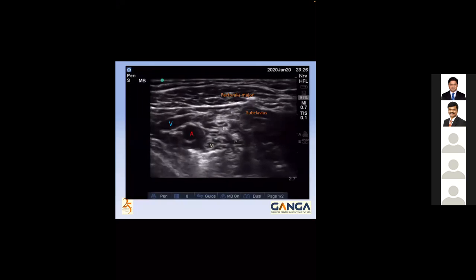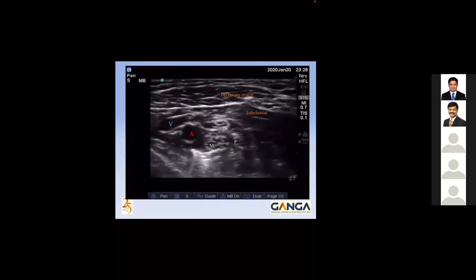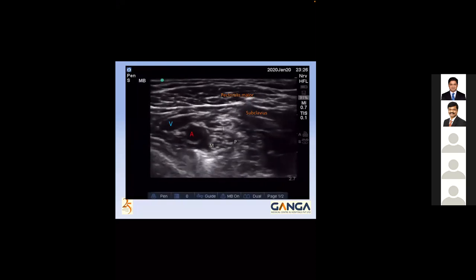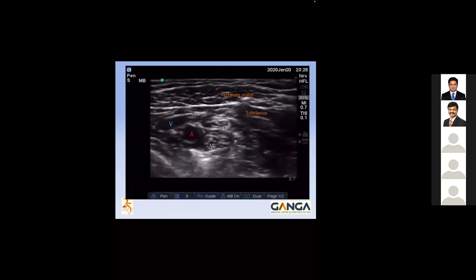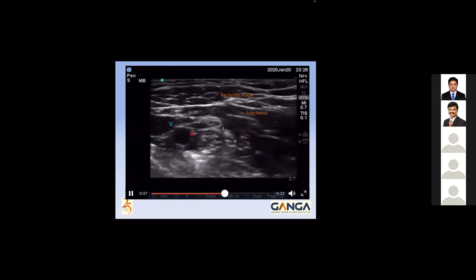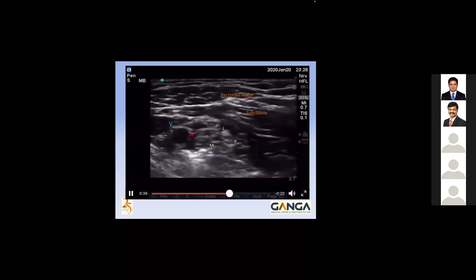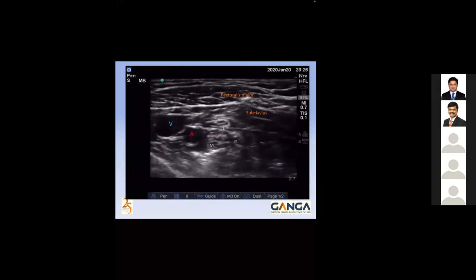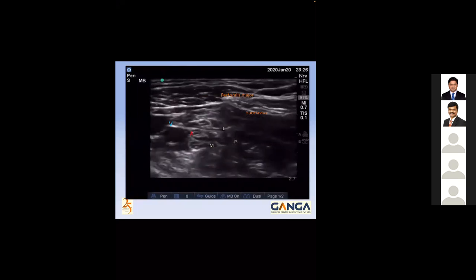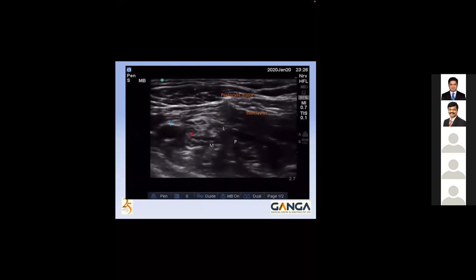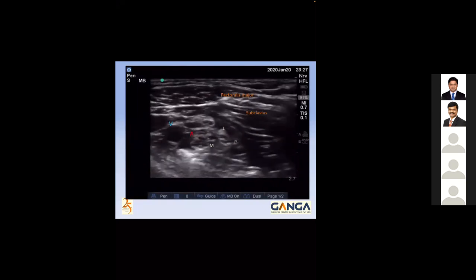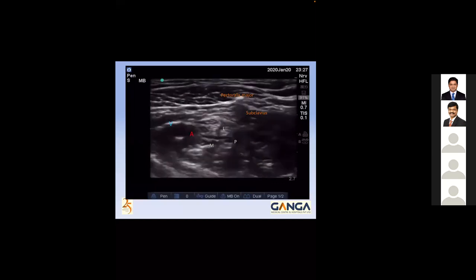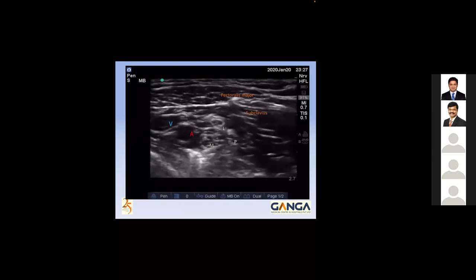Vein more medially, first part of the axillary artery between the vein and the cords. Here the needle is introduced from lateral to the medial end. It's better to start from the lateral end towards the medial end, because towards medially the vein and artery are there. You can avoid the vascular puncture, injecting local anesthetic into the vessel, and hematoma.